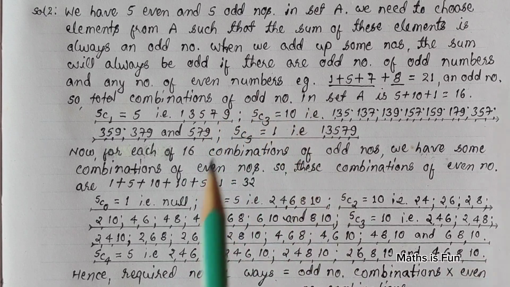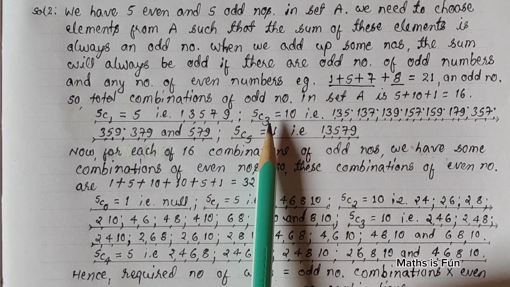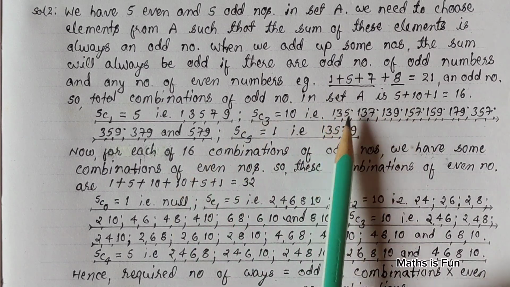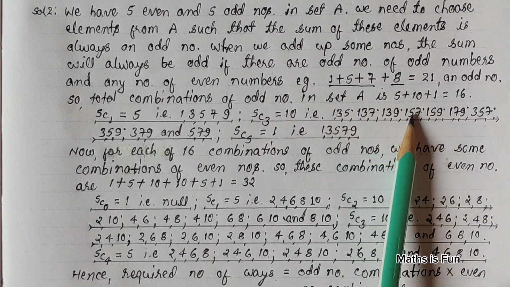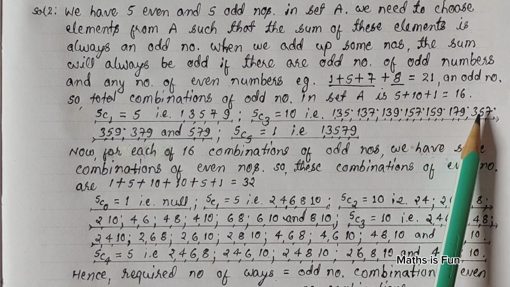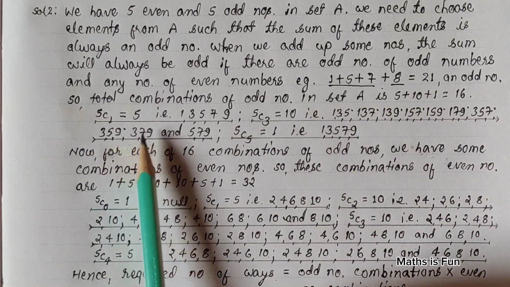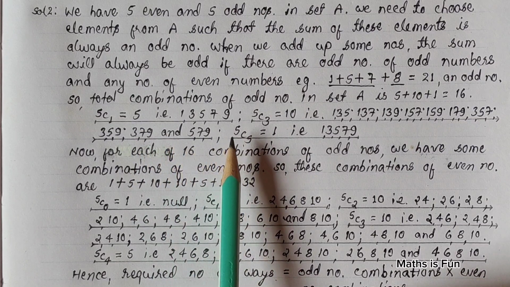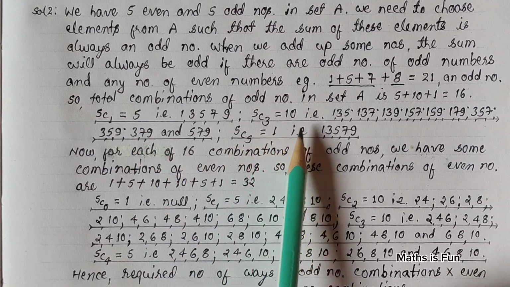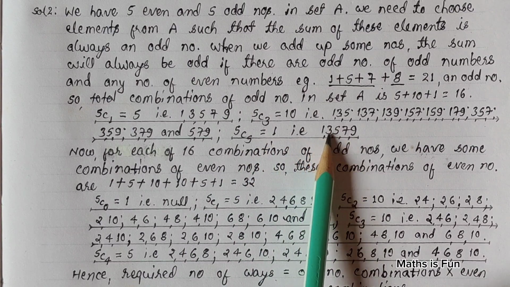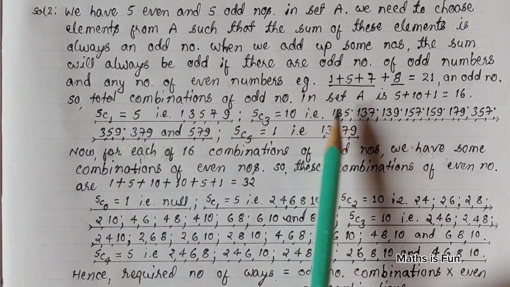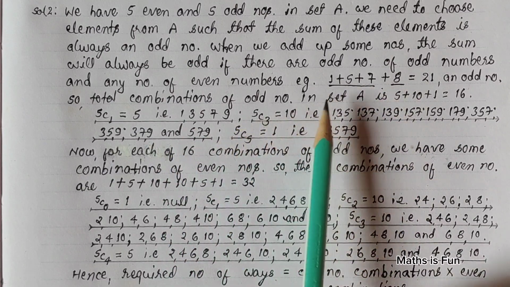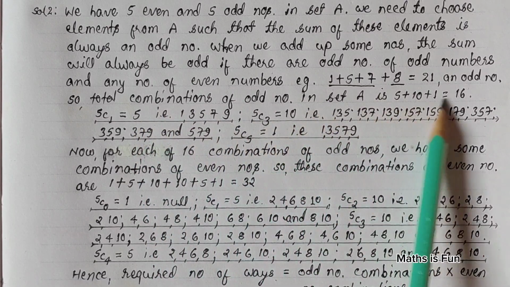Then another type of combination is taking 3 odd numbers at the same time. So we have 10 possibilities. That is, we can take 135, 137, 139, 157, 159, 179, 357, 359, 379 and 579. Then we can take all the 5 odd numbers at the same time. There is only one such possibility, that is 1, 3, 5, 7 and 9. Now we have a total of 16 possibilities of odd numbers. That is 5 plus 10 plus 1 will be 16.